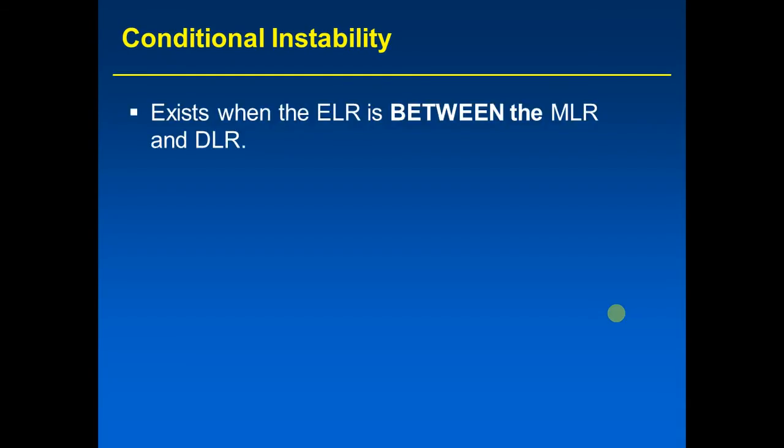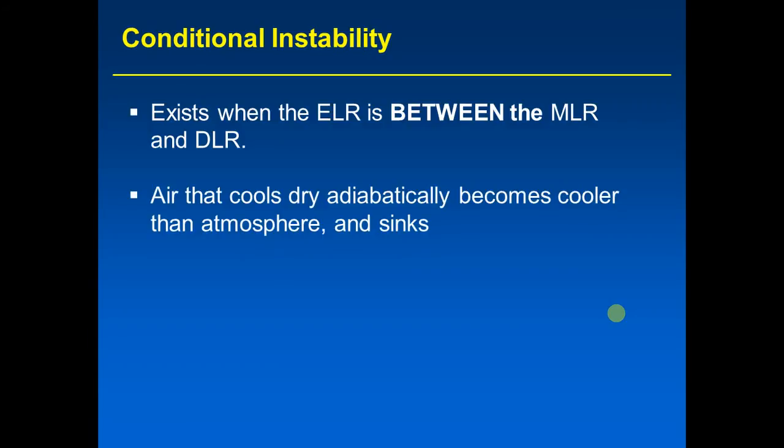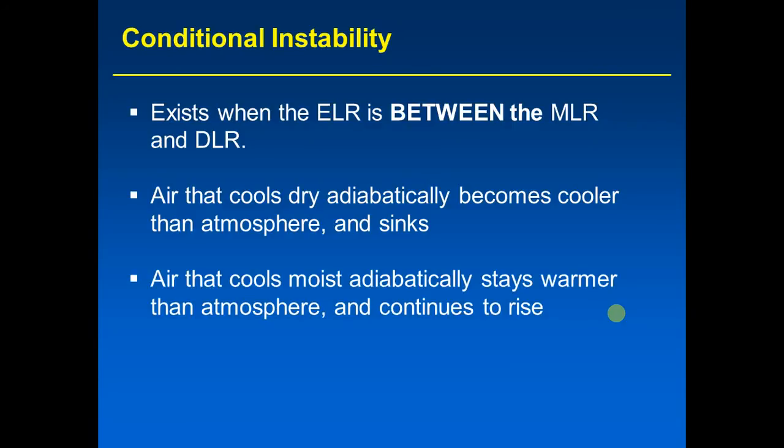Conditional instability exists when the environmental lapse rate, given by the abbreviation ELR, is between the moist adiabatic lapse rate, about 6 degrees Celsius per 1,000 meters, and the dry adiabatic lapse rate, 10 degrees Celsius per 1,000 meters, okay? Air that cools dry adiabatically becomes cooler than the atmosphere and sinks in this scenario. But air that cools moist adiabatically stays warmer than the atmosphere and will continue to rise, okay? Normally, the atmosphere is in a state of conditional instability, because I don't want to repeat the word conditional two out of three words, if you know what I'm saying, okay?